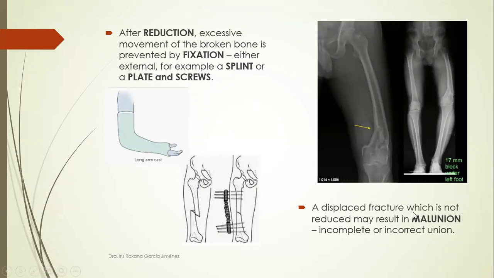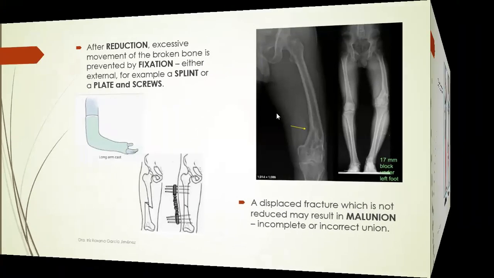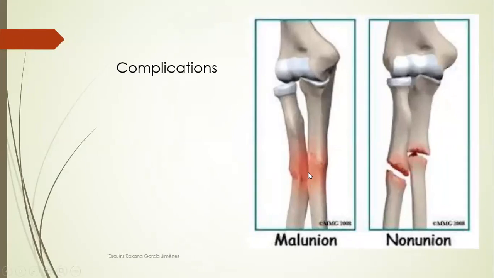A displaced fracture, which is not reduced, may result in malunion. You can see there is a malunion. Incomplete or incorrect union. You can see the difference, right? How anatomically everything changes, and of course the function changes. Complications, of course, malunion or non-union, that could happen.